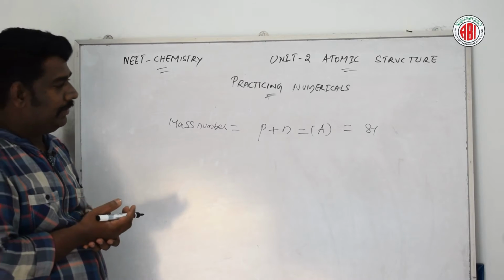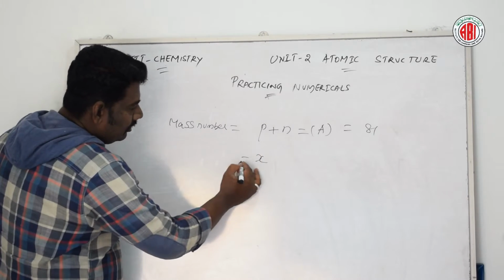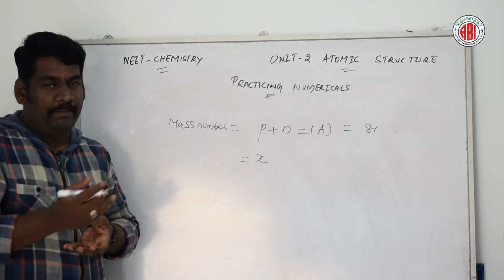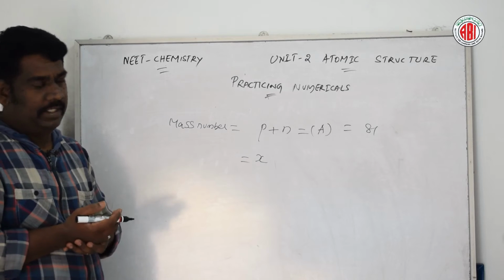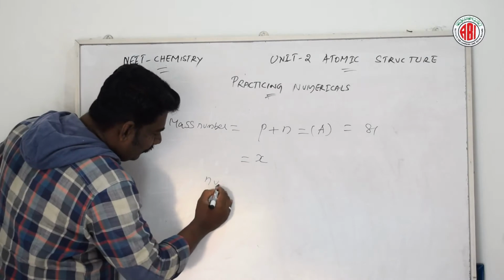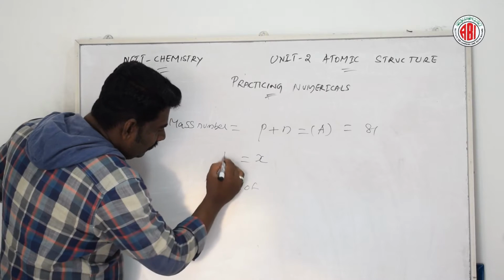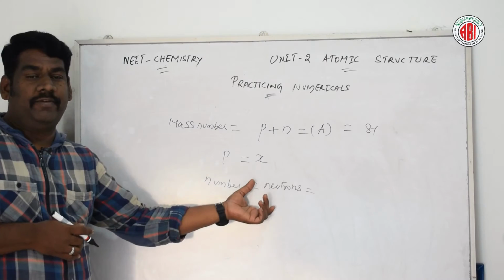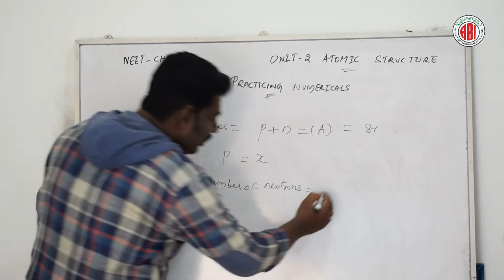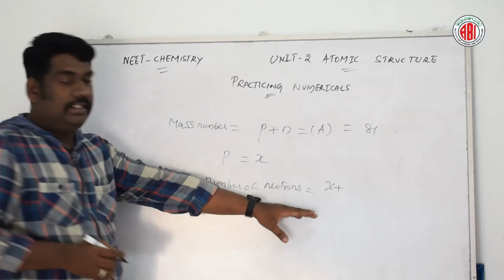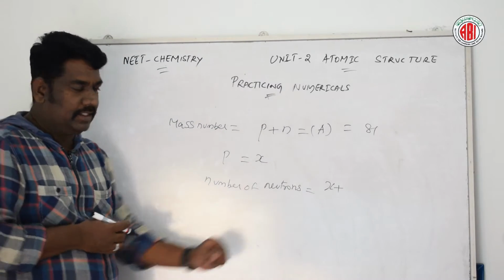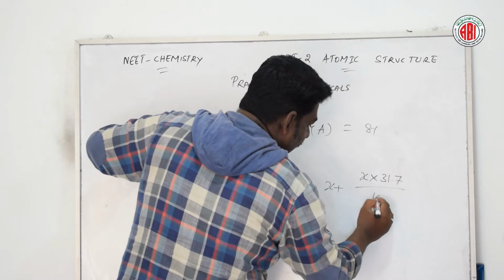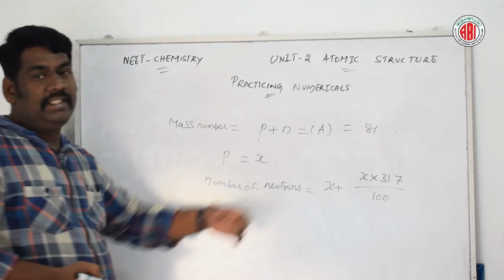Let the number of protons be x. We don't know the number of protons, and the number of neutrons let us find out. Number of neutrons is equal to x plus x into 31.7 by 100, which is the percentage given in the question.